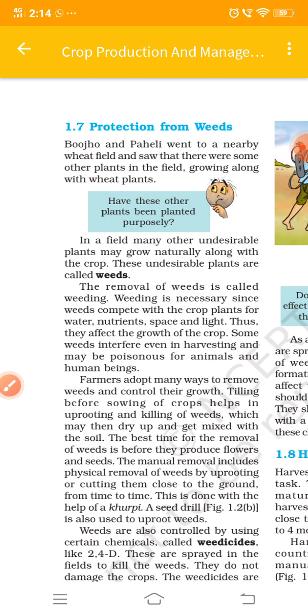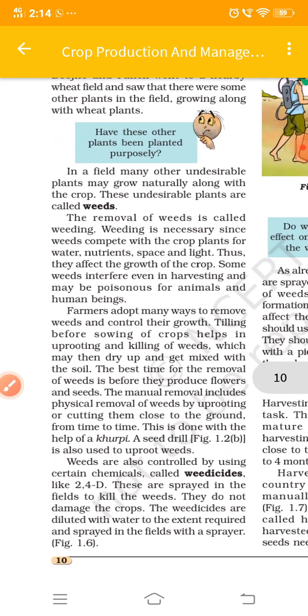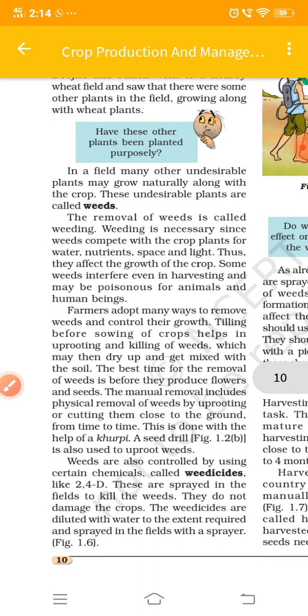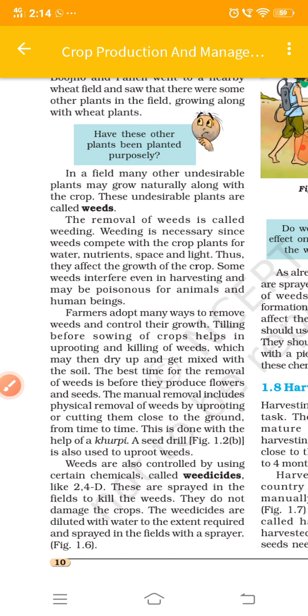Otherwise, if weeds are there, they will take out all the nutrients and minerals present in the soil. So that's why these are removed. Also, these are poisonous and harmful for plants as well. So farmers adopt many ways to do it. Mostly labor work is done, but ploughing before sowing of crops helps in uprooting and killing of weeds, which may then dry up and get mixed with soil. The best time for removal of weeds is before they produce flowers and seeds. Manual removal includes physical removal of weeds by uprooting or cutting them, mostly through labor.